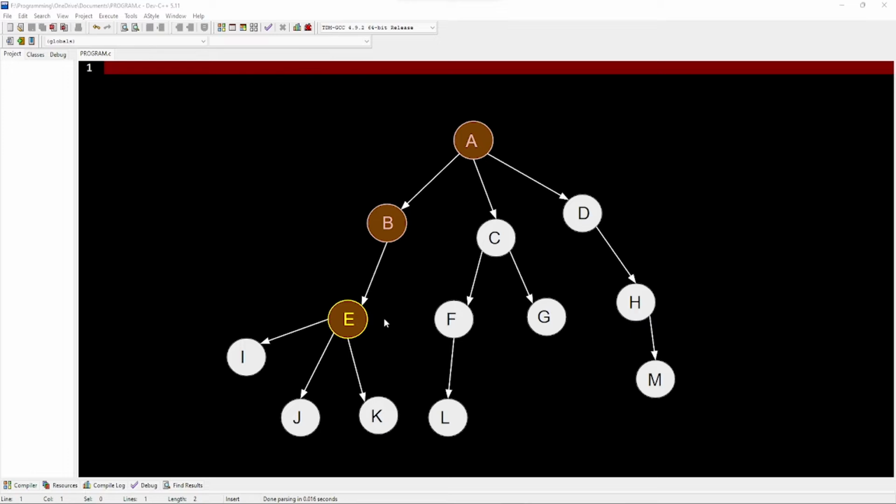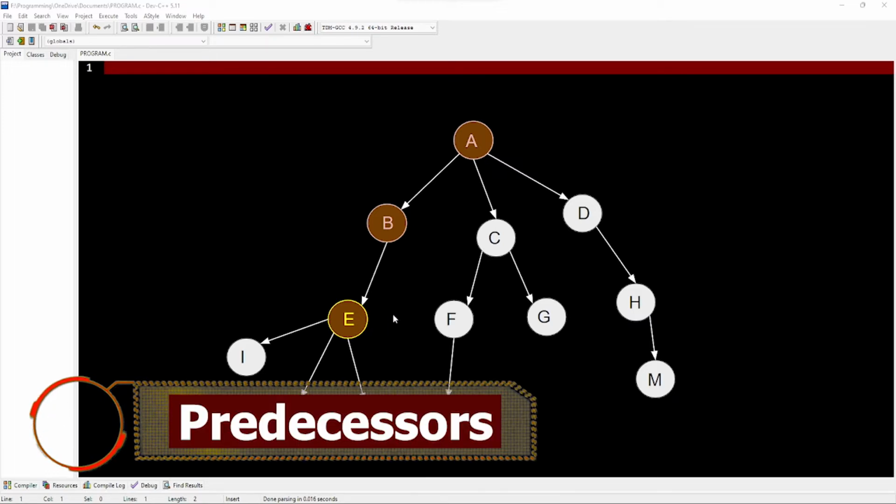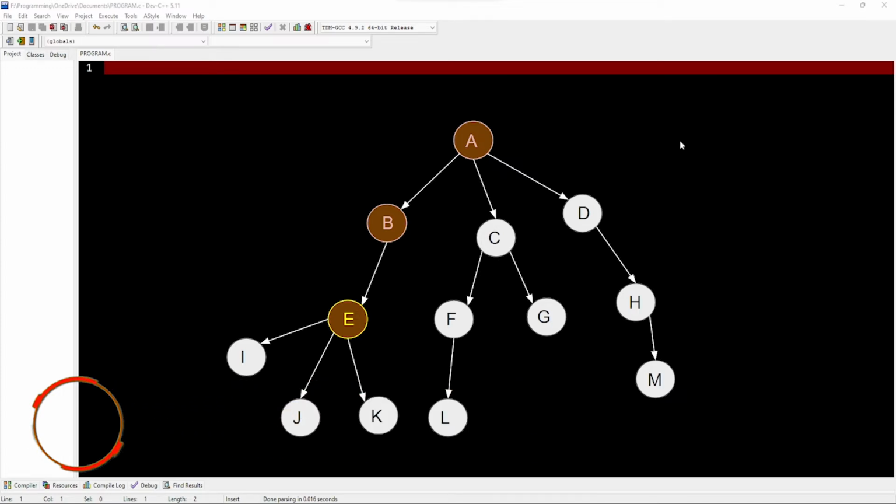I can also say it in another way. What are the predecessors of the node E? One important term is predecessors. The predecessors of the node E are the node B and node A. The predecessors as well as the ancestors are basically synonyms. So the ancestors as well as the predecessors of the node E are B and A. So this is another example.